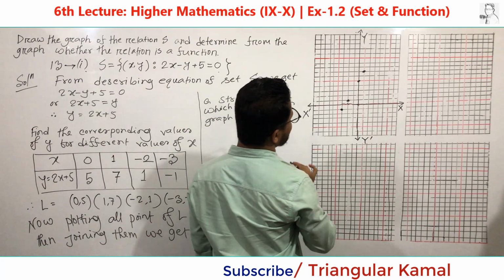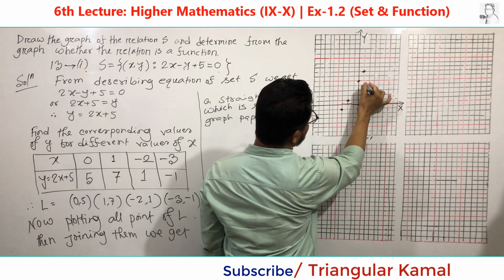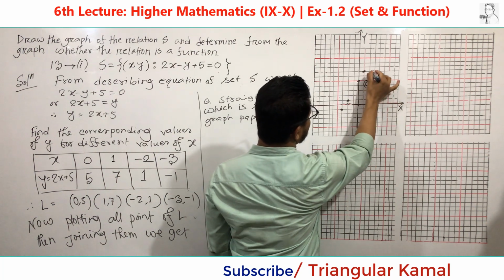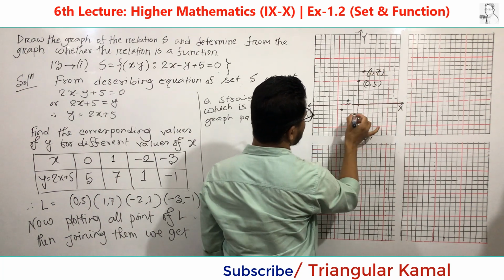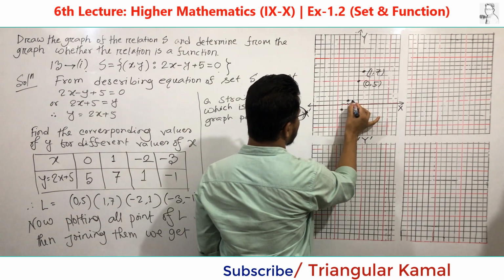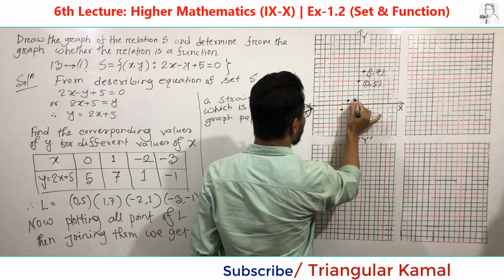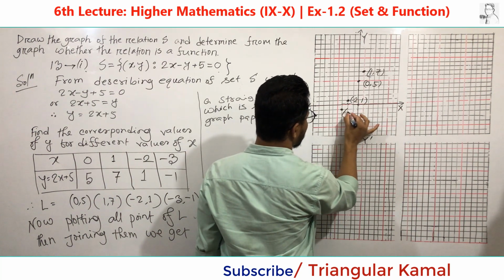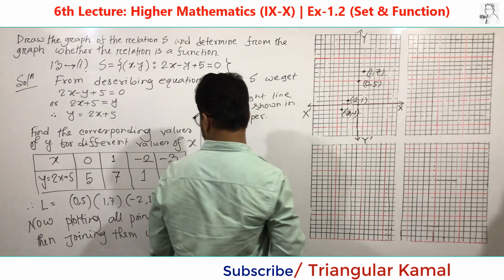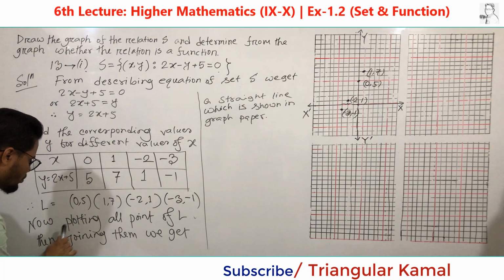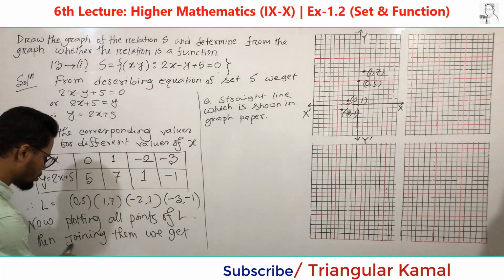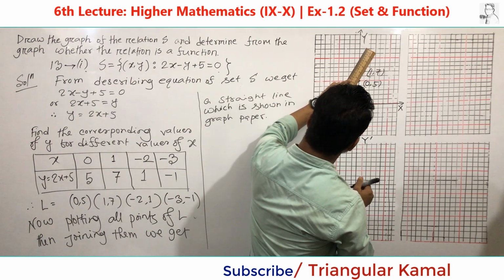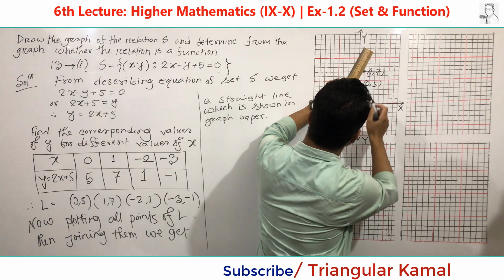Now first write all the points here. This point is 0, 5, this point is 1, 7, and this one is minus 2, 1, and this point is minus 3, minus 1. Now we write here, plotting all points. Now joining them one by one, we will get a straight line.